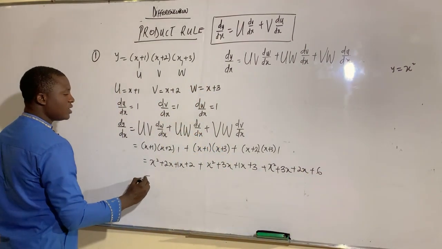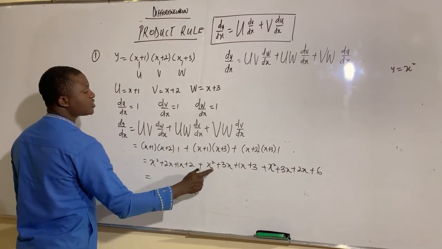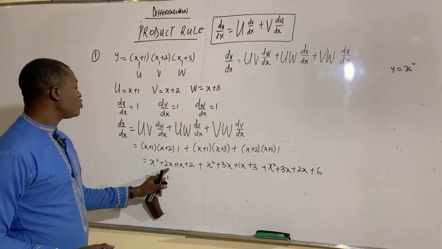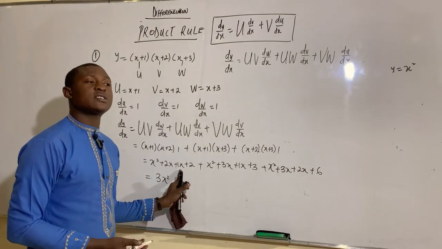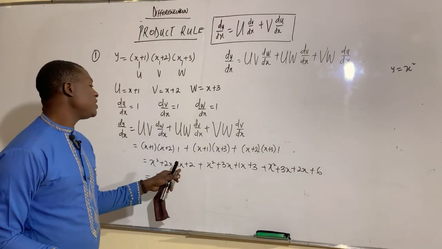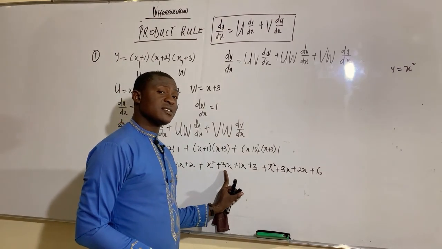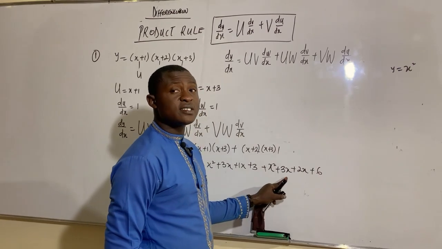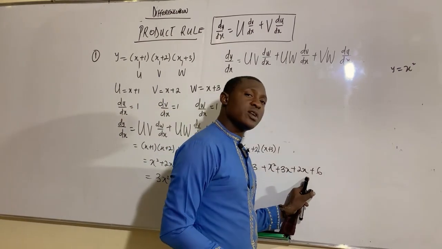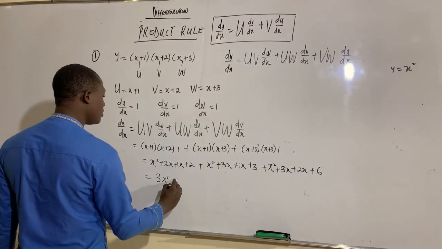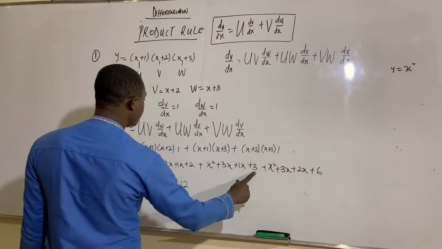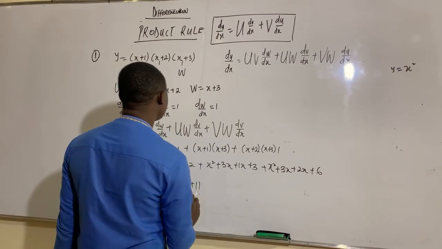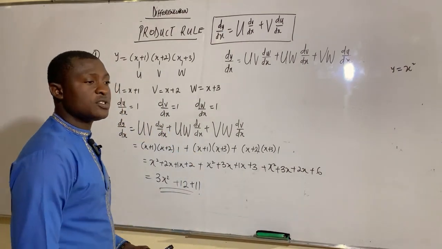So here now, let's add the ones that have x together. x squared plus x squared plus x squared, that is going to give us 3x squared. So now 2x plus 1x, that is going to give us what? Yeah, 3x plus 3x, 6x plus 1x, 7x plus 3x, 10x, then plus 2x, we are going to have 12x. So this is plus 12x. 2 plus 3, that's going to be 5. 5 plus 6, that's going to be 11. So that's all about the product rule.